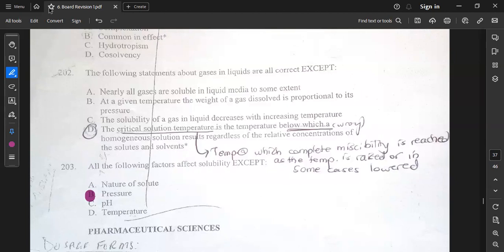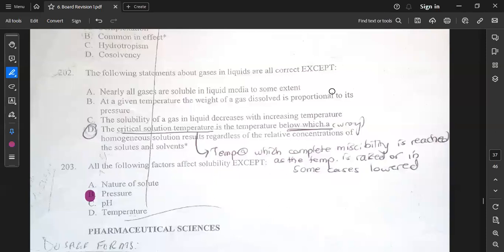Something to ask. Won't pressure have an effect? Like if it was for a gas, then if you increase the pressure, then solubility increases. I'm not too sure about that. Anybody else with an answer for that? I thought all of them affect. I know nature of the solid, pH and temperature affect, but I'm not sure about pressure.